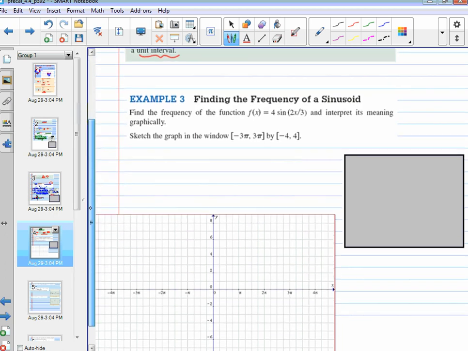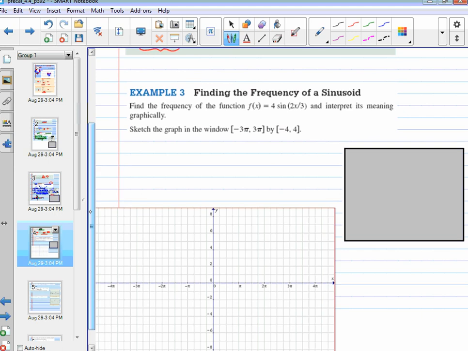So let's try it down here. Find the frequency of the function. And then it says interpret its meaning graphically. So we'll see if we can graph it out down here. Okay, if I am going to find the frequency, the formula is absolute value of b divided by 2 pi. So the absolute value of b, can you tell me what b is looking up here?